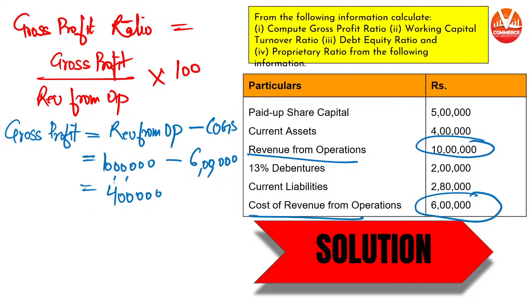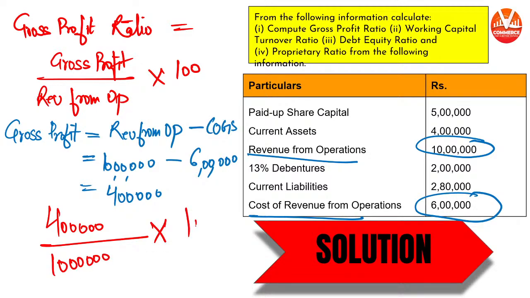Now you can divide the gross profit by revenue from operation. So gross profit 4 lakh divided by revenue from operation 10 lakh multiplied by 100. 0 to 0 cancel, 0 to 0 cancel. Your answer is 40%. This is your gross profit ratio.